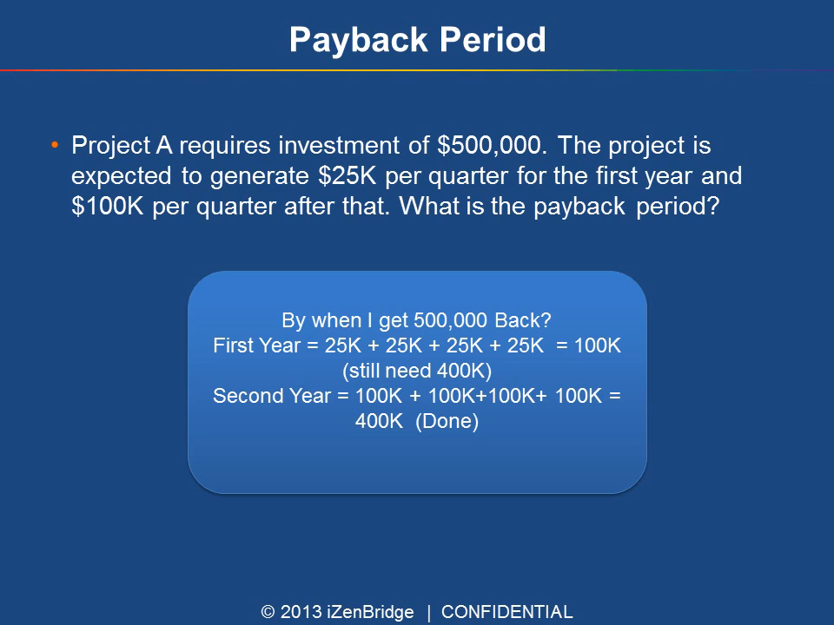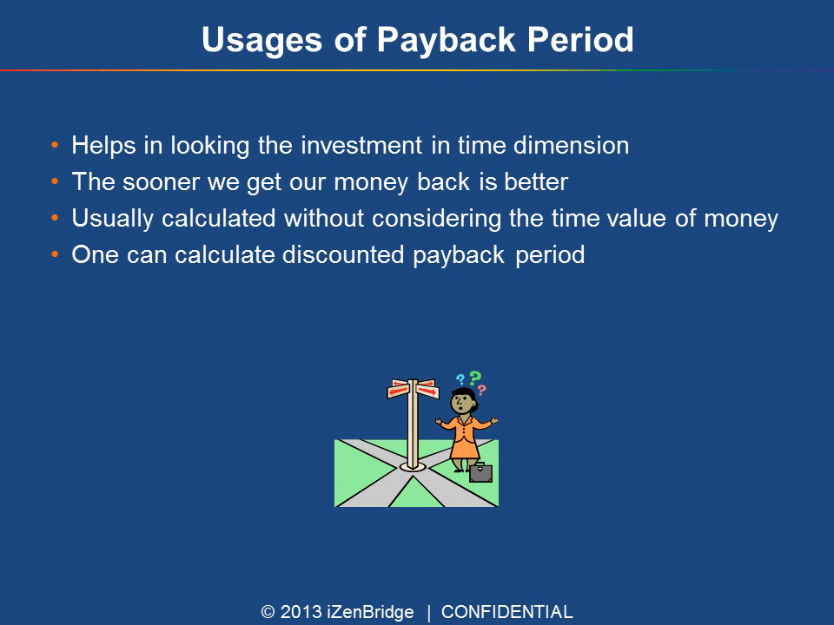It is possible that you have a directly calculated value given for the payback period, or you may need to calculate the payback period and then compare the projects, to see which one is giving the shorter or faster return, or for which the payback period is shorter. Now, how do we use it? It helps us in looking at the time dimension of an investment. The sooner we get money, the better it is. And usually it is calculated just by taking the direct value.